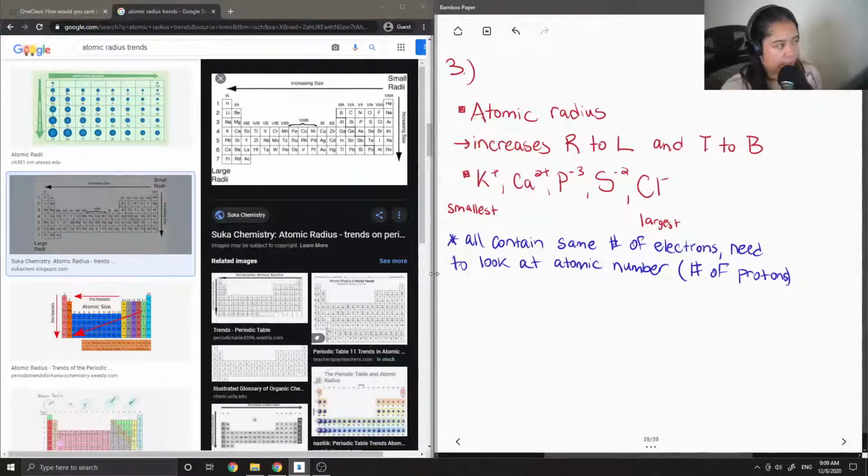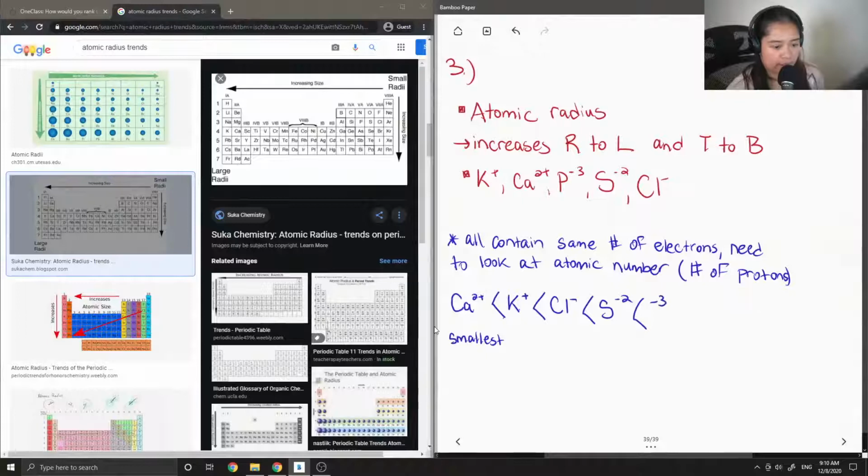The element that has the largest number of protons is calcium. And notice it's also the element that lost two electrons. So calcium will have our smallest. This one wasn't in order, so I'll write it in order here. Calcium has the smallest radius since it has the highest number of protons. Next is potassium+, and then chlorine, and then sulfur, and lastly phosphorus has the largest atomic radius.